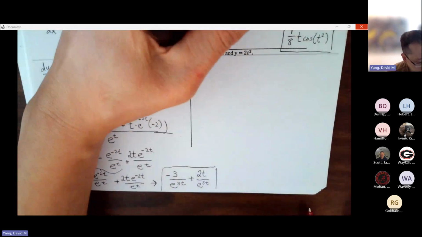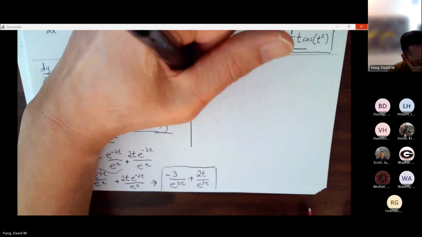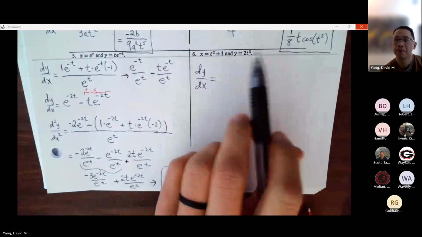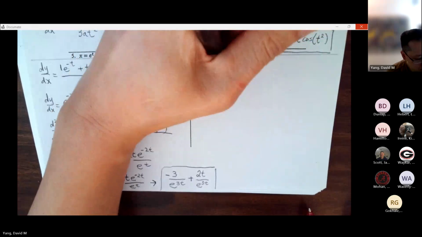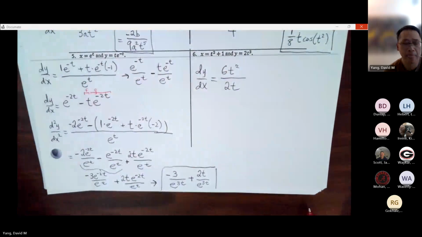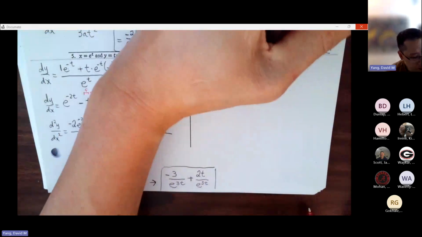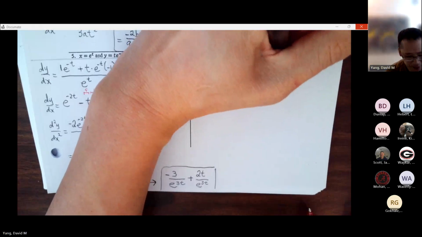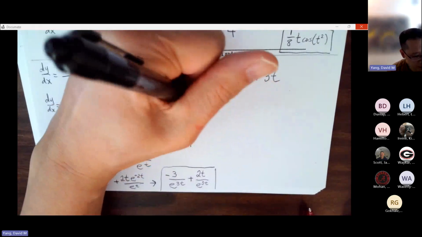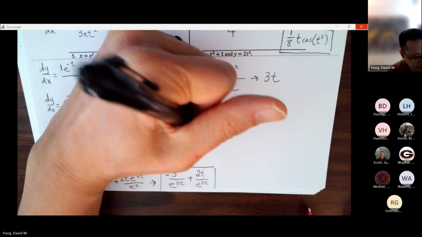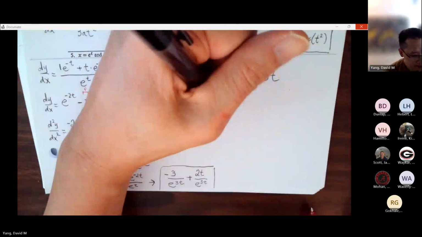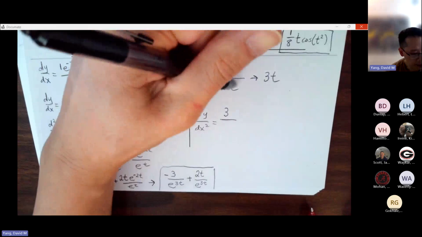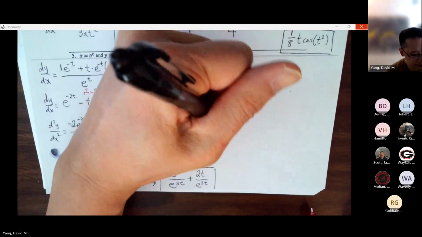All right, number 6. Y prime over x prime reduces to be 3t. Second derivative: the derivative of my y prime divided by my dx dt.